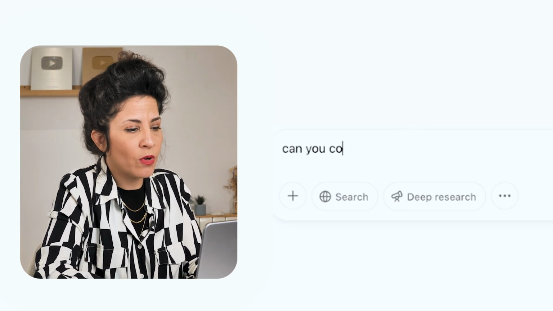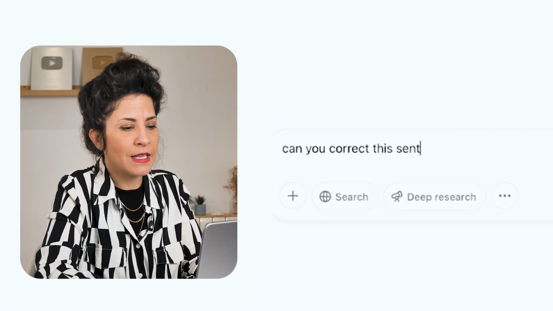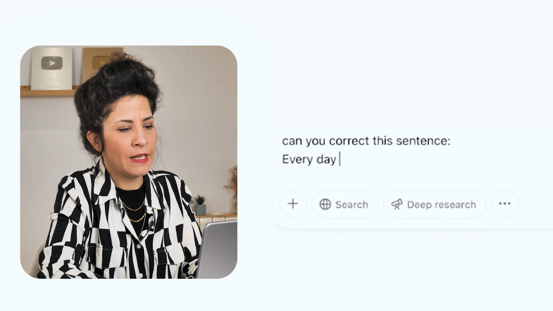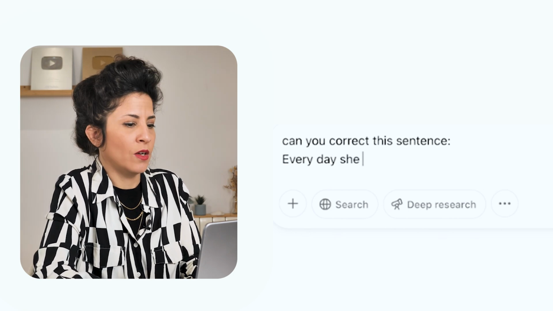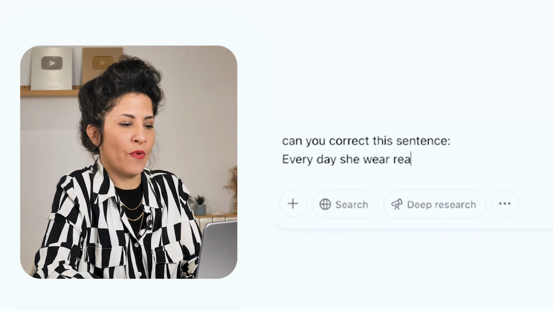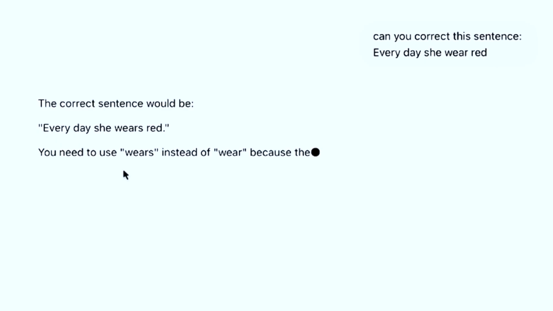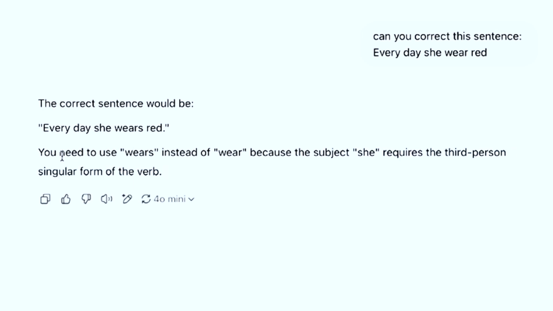corrections. Can you correct this sentence? And then I'm going to write, "Every day she wear red." Okay? Let's see if it gets the mistake. The correct sentence would be, "Every day she wears red." You need to use wears instead of wear because the subject she requires the third person singular form of the verb. Good. So I got the correction and I also got the explanation.